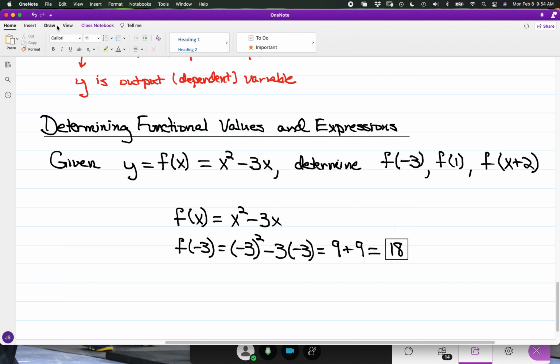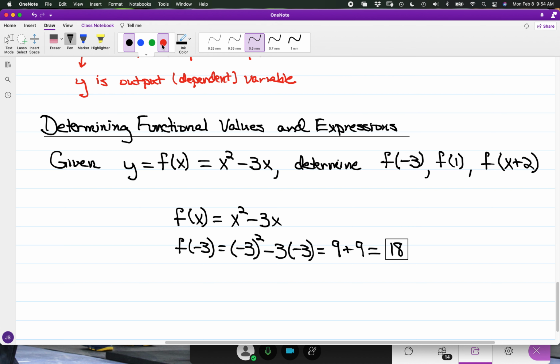So, way of looking at this, you had the input x, which was at negative 3, and the output y, that's your function value whenever x is set to negative 3, so we have 18. Just as an ordered pair, you would have negative 3, 18 as a point that would be on the graph of y equals f of x is equal to x squared minus 3x.